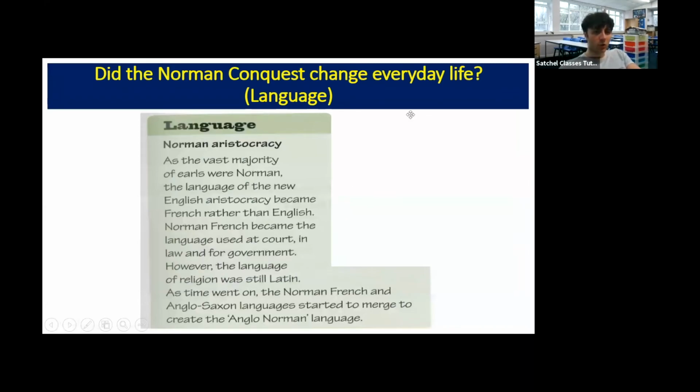Okay, so the Norman Conquest final change on everyday life that we're going to look at was language. Take a little moment to read how language impacted the aristocracy, and then we'll discuss.